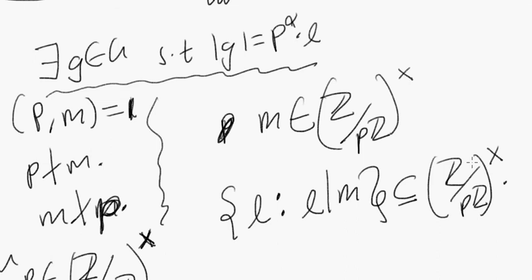So what? So what? Is there anything special about concluding that every divisor of m is an element of Z mod pZ star?